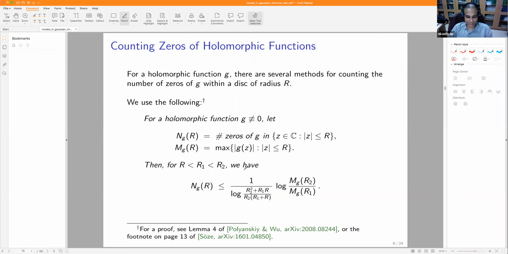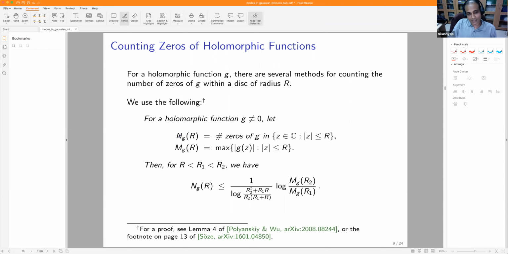One can use things like Jensen's formula, or there are other such well-known techniques for counting the number of zeros of a holomorphic function. This seems to be a very powerful but yet little-known technique. I'm not sure how many of you have seen this before. This is something that Manjunath discovered from this paper of Ken Suze, something to do with random matrices. But it turns out that other people are also aware of this type of result.